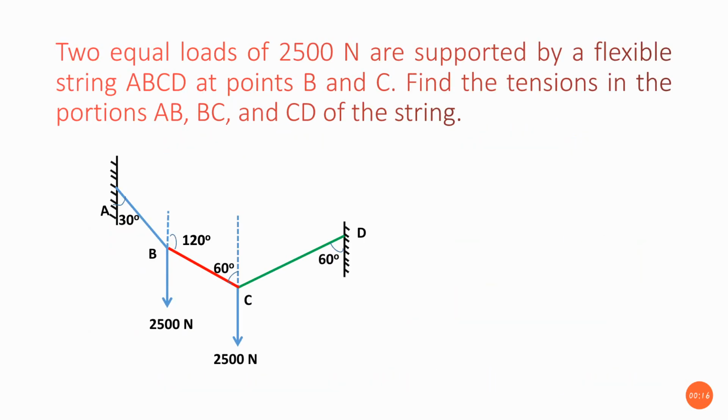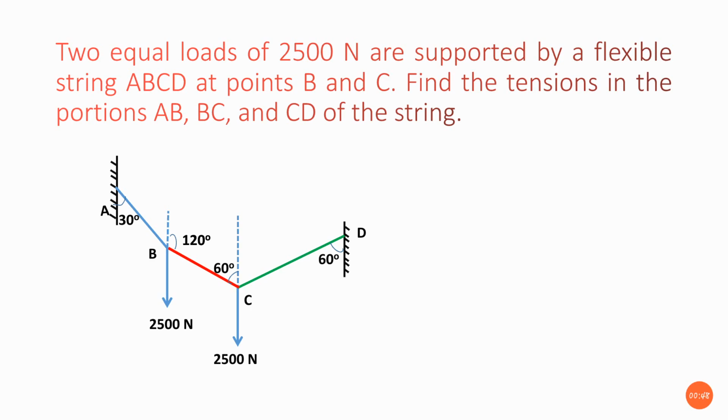So here, one problem I have taken: two equal loads of 2500 newtons are supported by a flexible string ABCD, the name of the string at the different positions at points B and C. So the 2500 newton loads are acting at the point B as well as C. Find the tensions in the portions AB, BC and CD of the string.